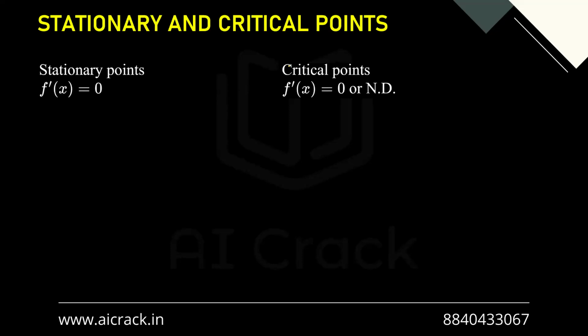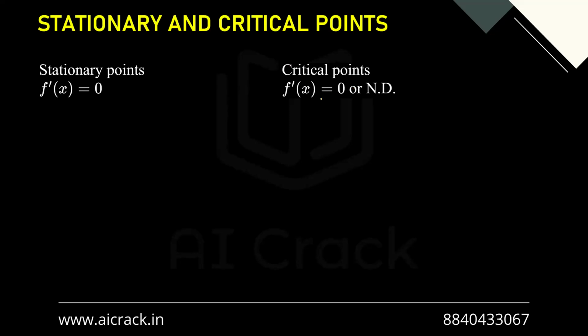So we have observed that in case of any function, local maxima or local minima is happening at a point where derivative is either 0 or the function is non-derivable at that particular point, right? When these two conditions are happening, in that case we have observed local minima or local maxima, right? So that's why we have defined stationary points and critical points. Now what is the difference between them?